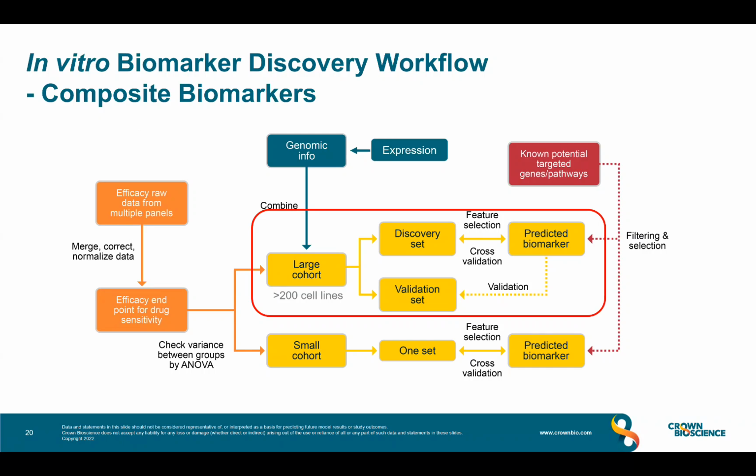This approach requires a large number of samples to divide the complete cohort into a discovery set and a validation set, and then identify features best dissecting sensitive and insensitive groups by hundreds of permutations. The best combination of genes will be selected and validated in the independent validation set.